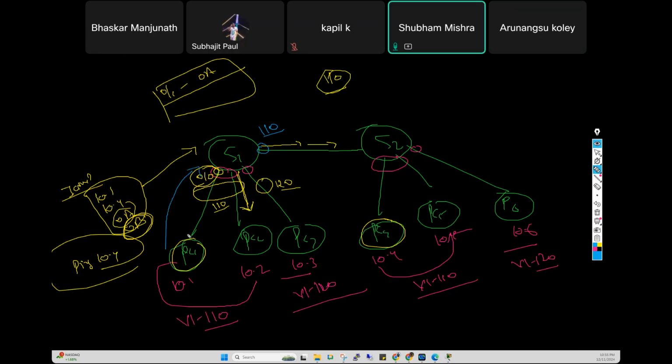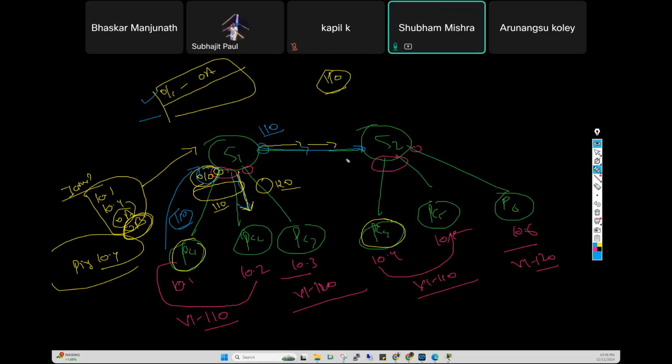The switch will check: what is the source? Source is 0A. Learn. Now the switch will check: what is the destination? 0B. Is 0B present? No. What will the switch do? The switch will perform unicast flooding. The switch will check that I am receiving this packet on this interface, and this interface is part of VLAN number 110. I need to forward this packet through all the interfaces which are part of VLAN 110. It means through this interface as well as through this interface. The packet reaches switch number 2.